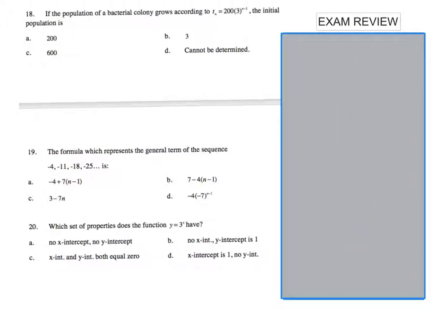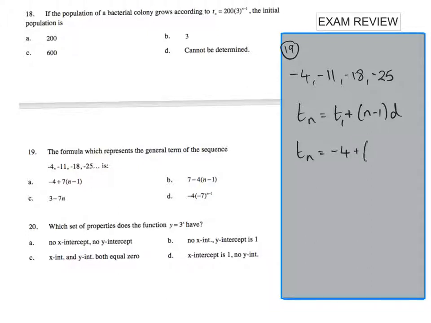Question 19. So we've got negative 4, negative 11, negative 18, and negative 25, which are our numbers. And we know that Tn equals T1 plus n minus 1 times d. We know that d is the number it's going up by. T1 is negative 4, and we're trying to find the nth term. And d, what's it going up by? It looks like it's going down by 7. So this will be minus 7.